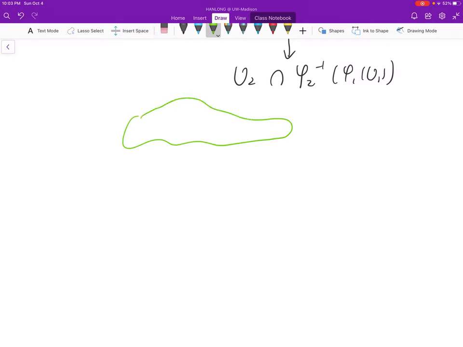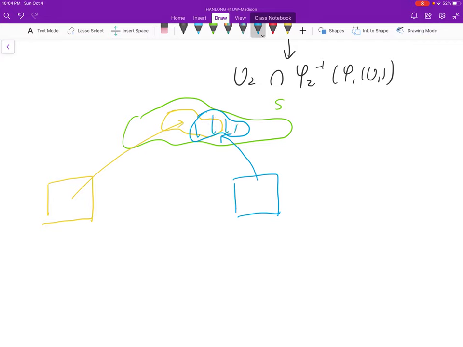Suppose you have a surface S and you have two parametrizations, this one and the green part. They might have some overlaps, and then you want to look at the map between the overlaps. So let's look at the overlap. Suppose the overlap is this one, and then you look at its pre-image in the U1 domain. So probably you have this part. And then similarly, you can look at the pre-image of this intersection in U2. So you might have this one.